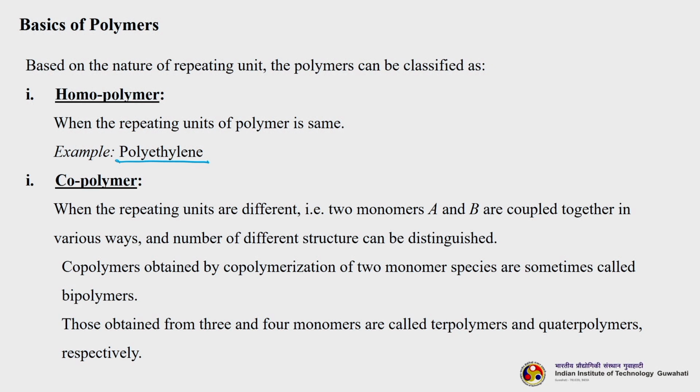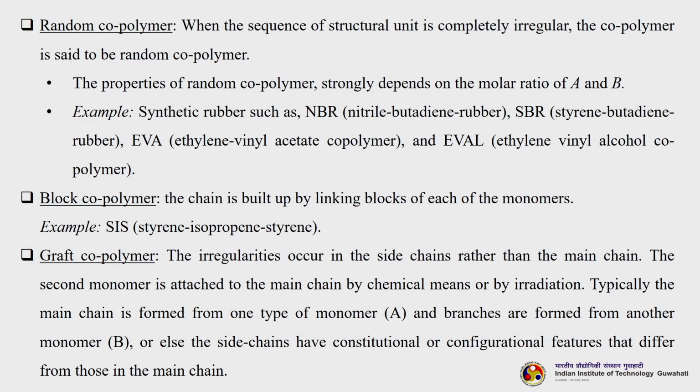A copolymer is one where the repeating units are different. That means two monomers A and B are coupled together in various ways and a number of different structures can be distinguished. Copolymers obtained by copolymerization of two monomer species are sometimes called bipolymers. Those obtained from 3 or 4 monomers are called terpolymers and quaterpolymers respectively. There are different types of copolymers: the first is random copolymer, the second is block copolymer and the third is graft copolymer.